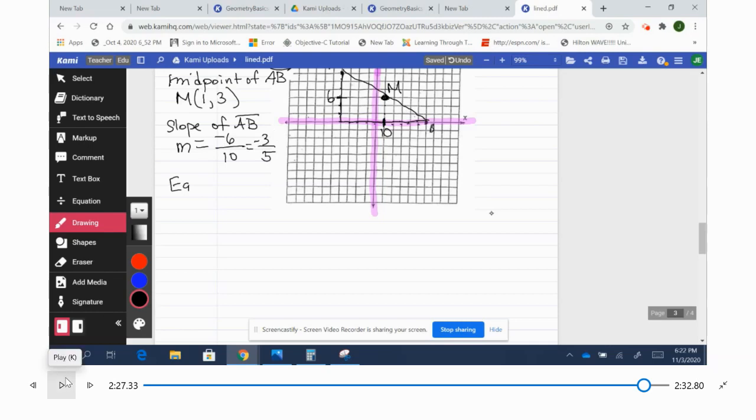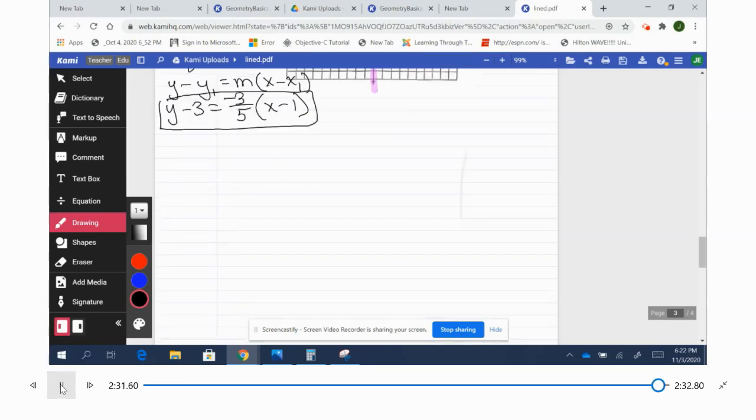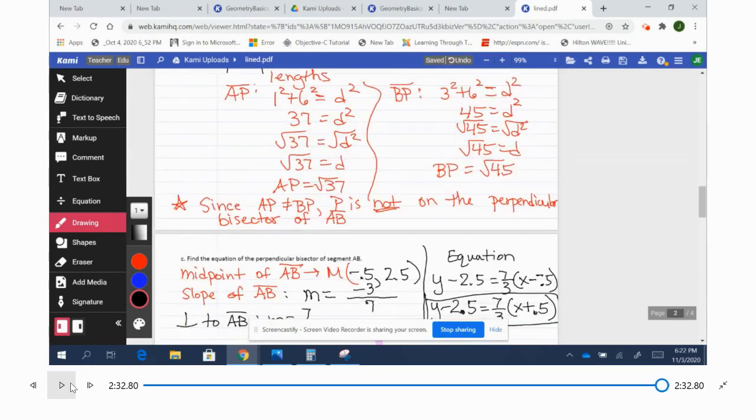Okay, so now the equation using point slope form. So it'll be y minus 3, right? Because that's 3. So y minus 3, and then negative 3/5 for m, x minus 1. There it is. Okay, that's it for page 5.